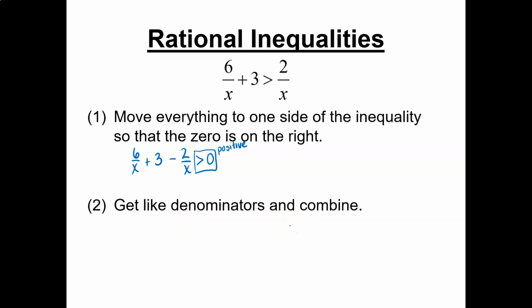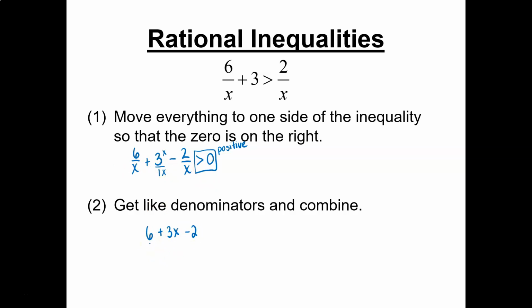So from here, we want to get like denominators and combine. So this is like solving those equations. We need all of our denominators to match. 2 of them already do. We just have that 3 right there that doesn't have a denominator. So we would just need to multiply that by the x on top and bottom. And so we will get 6 plus 3x minus 2. And then all of them have the same denominator.